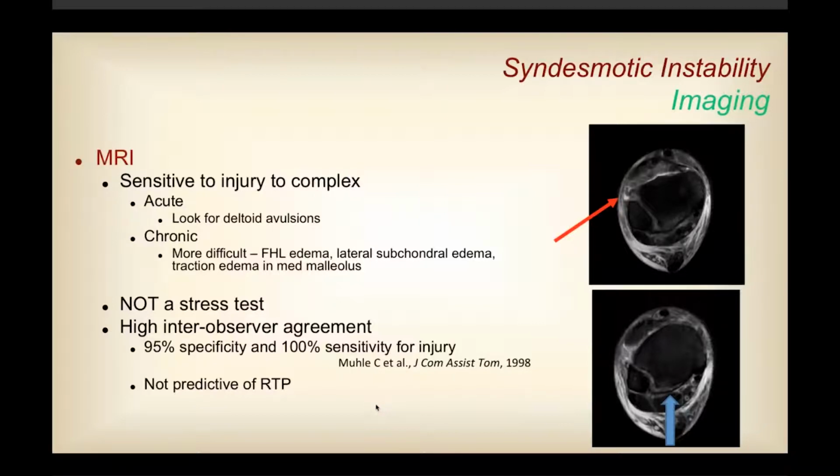In chronic ones, though, especially when there's been some calcification and this is a recurrent injury, it can be more difficult, but you can look at things such as edema within the FHL muscle belly or the sheath, and lateral subchondral edema that can sometimes unfortunately be present when these are more chronic and unstable, to where it's getting some of that lateral chondral wear or overload that Bob discussed, as well as some traction edema medially within the medial malleolus.